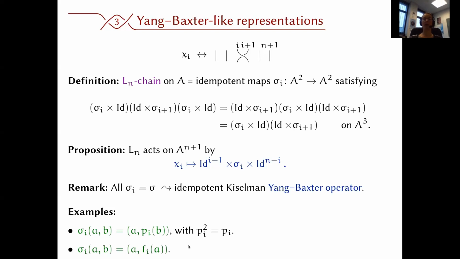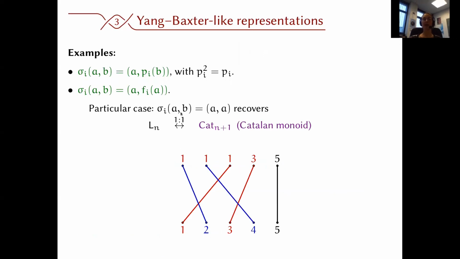Very simple one. The second one, you can think of it in the following way. You take the left component and you distribute it to the second one. So it is the same idea of this status update, but you can actually apply any f_i here. So it's kind of a general thing. And a particular case, when f_i simply propagates to the right, helps you to recover the Catalan monoids.